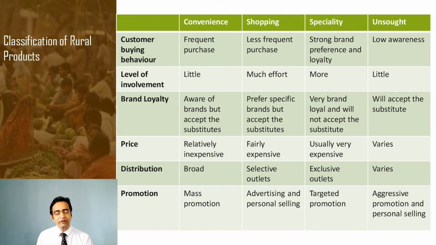Here the level of involvement is low, and in terms of brand loyalty, buyers will accept a substitute. They are ready to accept it because they are not very keen to buy these products. The price is also varying as per the need, and the distribution is not very structured. The promotional activity is very aggressive, and personal selling is also there. So unsought goods are something which people are not willing to buy, but they have to buy.